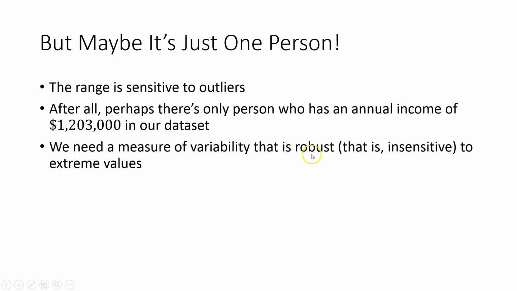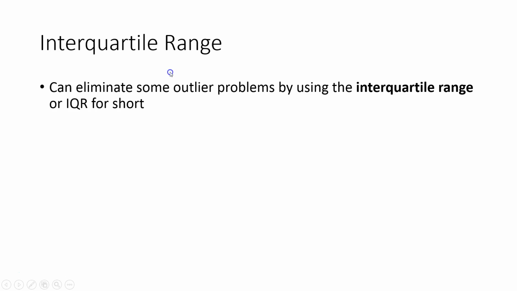We need a measure of variability that's going to help us that is insensitive to extreme values or insensitive to outliers. And what we're saying there is we're looking for a useful measure of the range that won't take into account those outliers. And that's what interquartile range is. Interquartile range is a way of measuring the range in a data set and taking out the outliers. So we can eliminate some outliers and some outlier problems by using the interquartile range, or IQR for short.